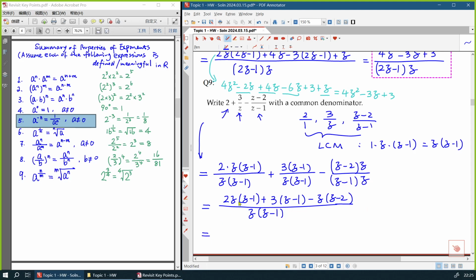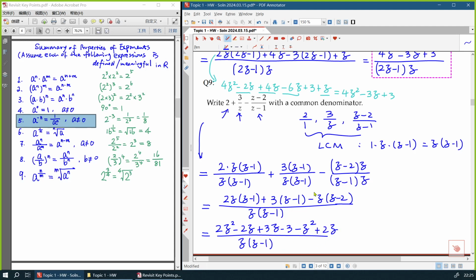The denominator is just z times z minus 1, right? Then for the numerator, you will get 2z times z minus 1 plus 3 times z minus 1 minus z times z minus 2, right? And then you can expand the numerator. Well, let's just keep the denominator unchanged. Expanding the numerator will give you 2z squared minus 2z plus 3z minus 3 minus z squared plus 2z, right?